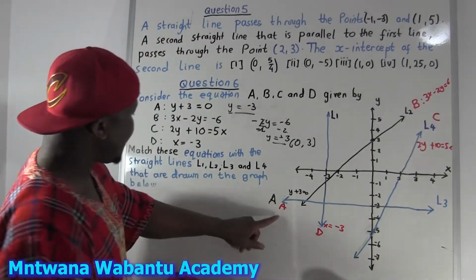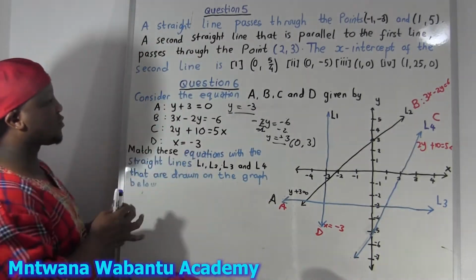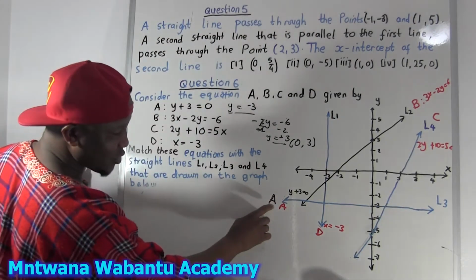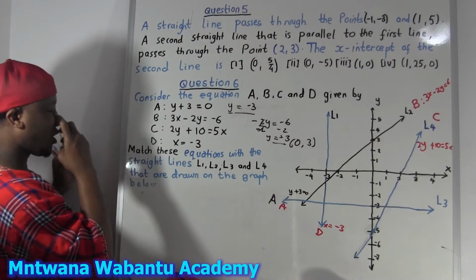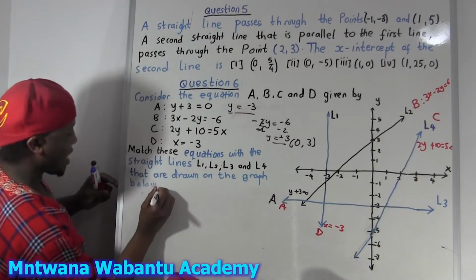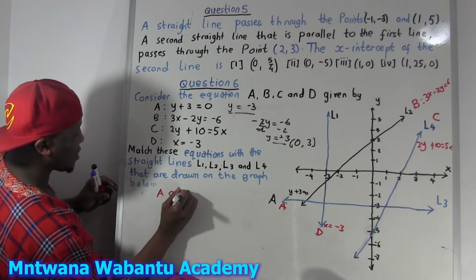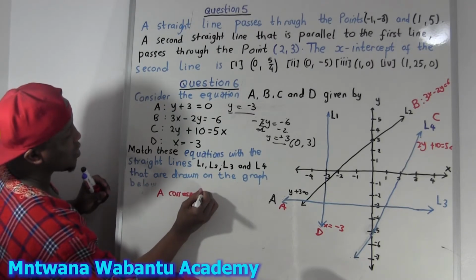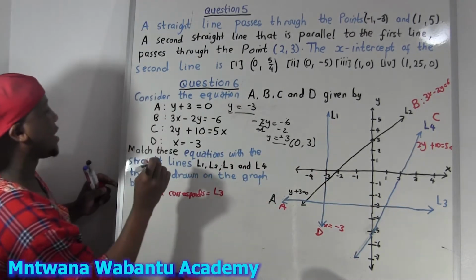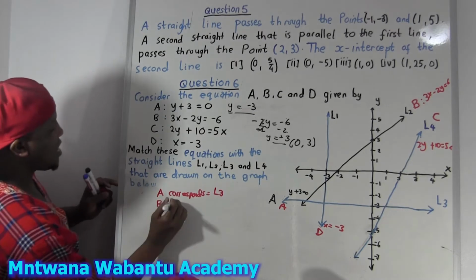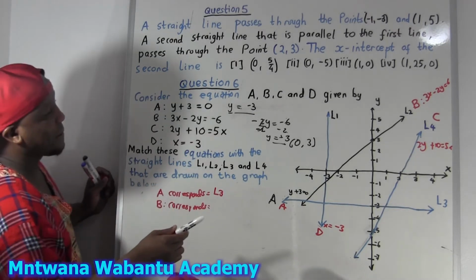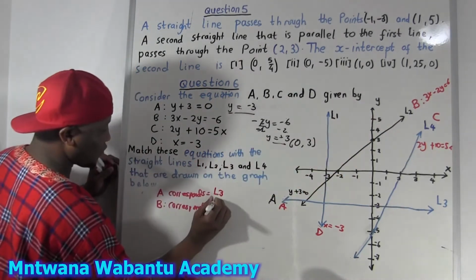So let's start with A. A corresponds to what? Which line number is A? Line 3. So A corresponds to line 3. Okay, now let's go for B. Where is our B? B corresponds to line 2.